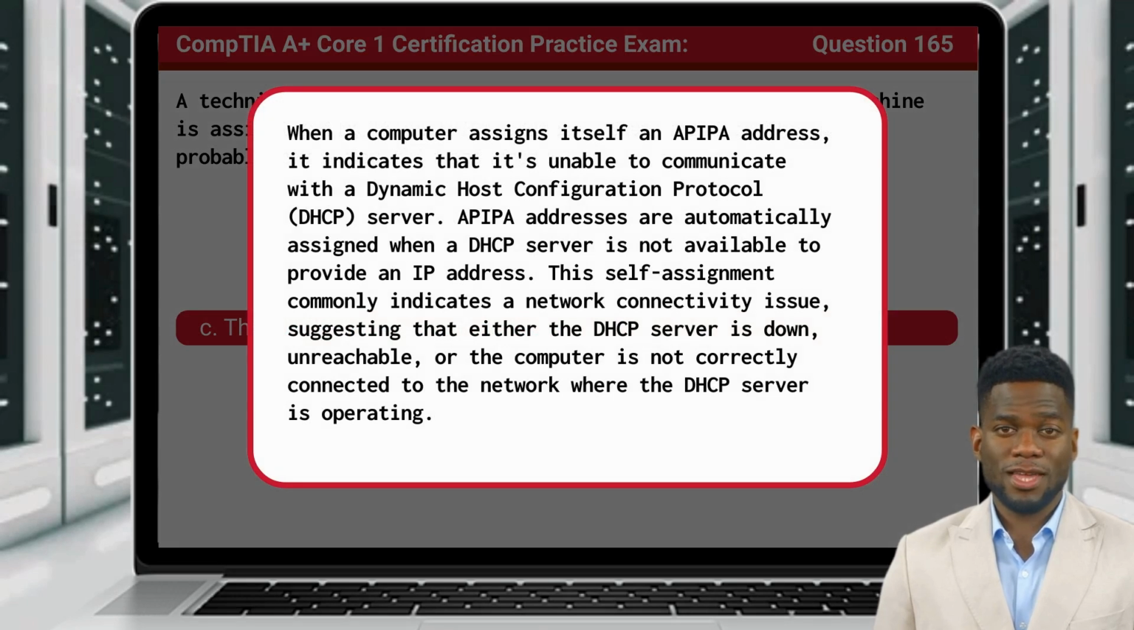When a computer assigns itself an APIPA address, it indicates that it's unable to communicate with a Dynamic Host Configuration Protocol, or DHCP, server. APIPA addresses are automatically assigned when a DHCP server is not available to provide an IP address. This self-assignment commonly indicates a network connectivity issue, suggesting that either the DHCP server is down, unreachable, or the computer is not correctly connected to the network where the DHCP server is operating.